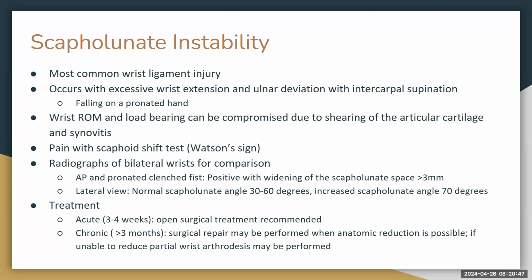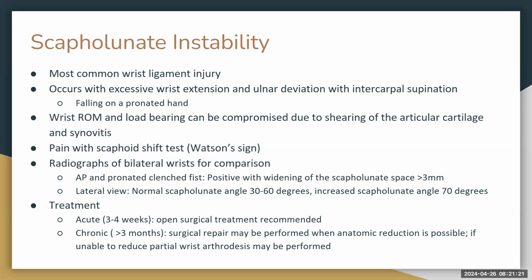So the most common wrist ligament injury is the scapholunate instability. It occurs with excessive wrist extension and ulnar deviation with intercarpal supination, falling on a pronated hand. Wrist range of motion and load bearing can be compromised due to the shearing of the articular cartilage with these, and then just the irritation, the synovitis. The scaphoid shift test or Watson's sign is painful.